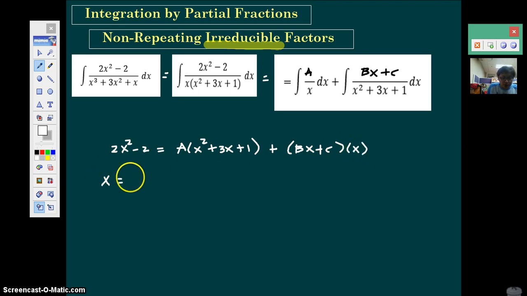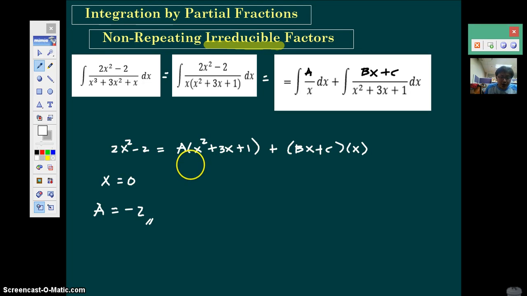Let's have x equals 0, because this will become 0 and it will disappear. So you can substitute 0 to x. This will be 0 plus 3 times 0 plus 1 times a. So that's a. And then 0 minus 2, so negative 2. So we have the value of a. Now we have to do the inspection thing to get the values of b and c.